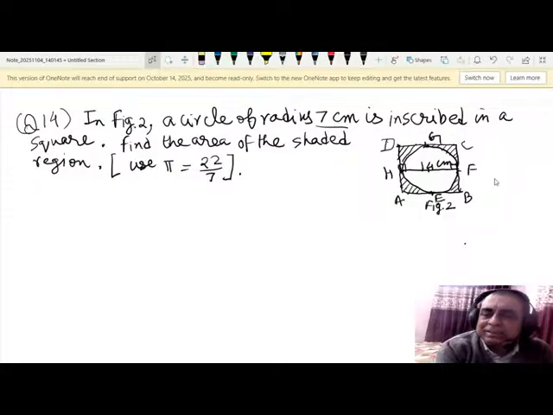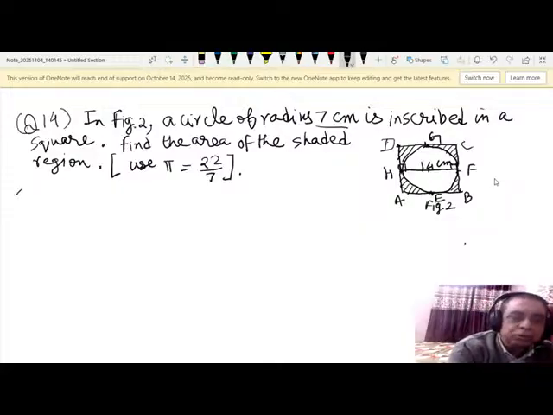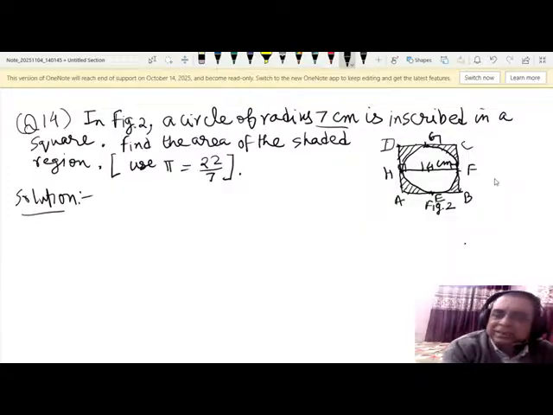So here this length HF will be the diameter of this circle. The diameter is twice the radius, so that will be 14 centimeter, which is equal to the length of the sides of the square. Because AB and DC will be the same as HF, and AD and BC will be the same as the length of GE, which is also 14.